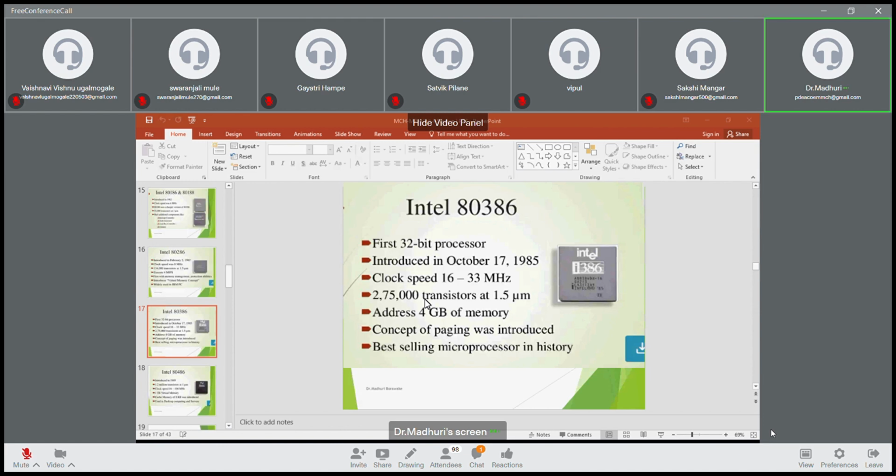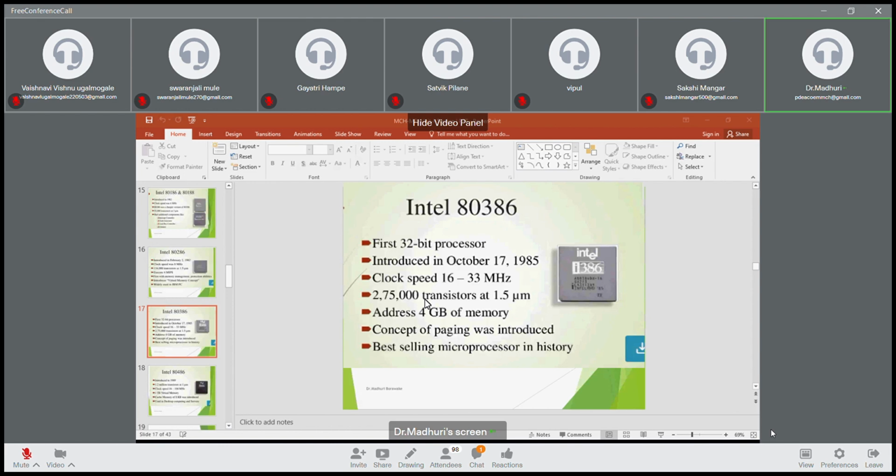Before this processor, it has only two modes. That is the real mode, and only one mode is there. But after the 286, when it comes to the 386, they have included one more mode, that is the virtual mode, and another mode called the protected mode.